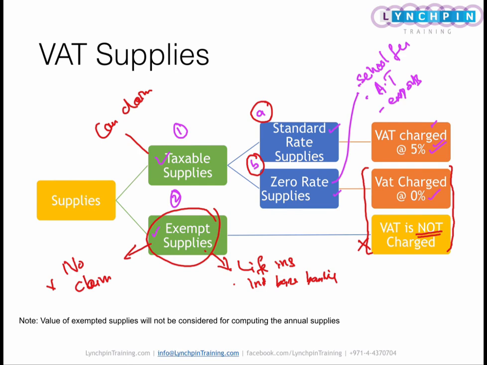So make sure you identify and understand whether you can claim your input VAT or you cannot. Now if there is a company which is only supplying exempt supplies, you won't be required to have VAT registration, because to apply for VAT registration you have to have a taxable sale of 375k or more. In this case, if you are supplying exempt items, you cannot apply for VAT registration.